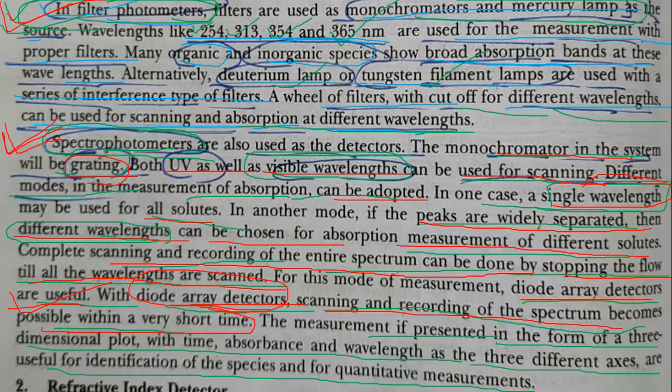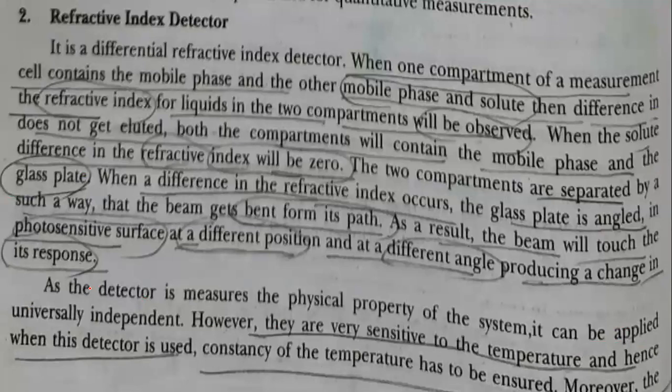That is a plot with time on one axis, absorbance on another axis, and wavelength on the third axis. So you will get a three-dimensional graph, and that will help you to study the species quantitatively, okay, and qualitatively. This is how diode array detectors are used. Okay, these are the different types of detector we can use for detection purposes. Okay, so next is the refractive index detector.